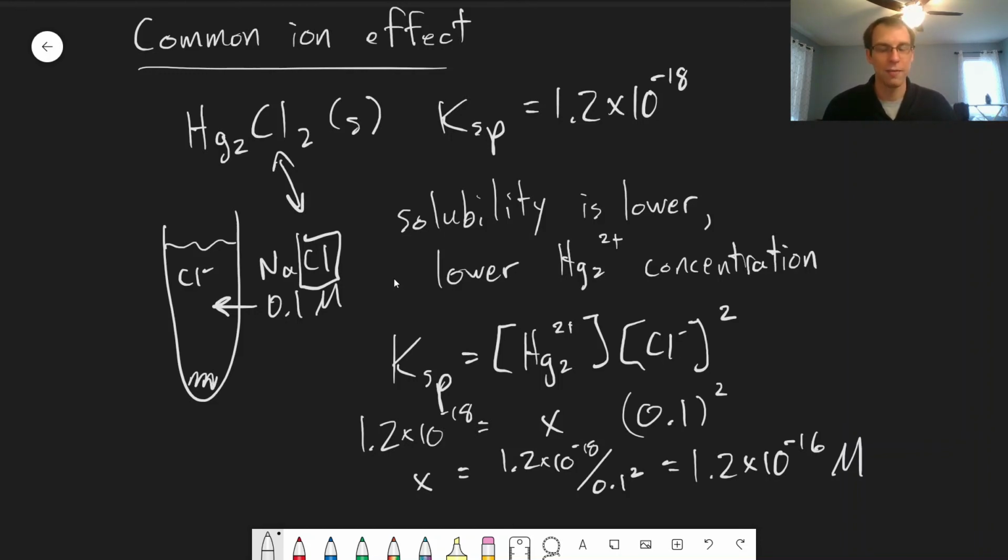So this common ion effect is an important effect in terms of solubility. If we have ions present from other salts or other things that are already in our solution, it will affect all the equilibria happening in that solution. So it will affect the solubility of salts that are present.